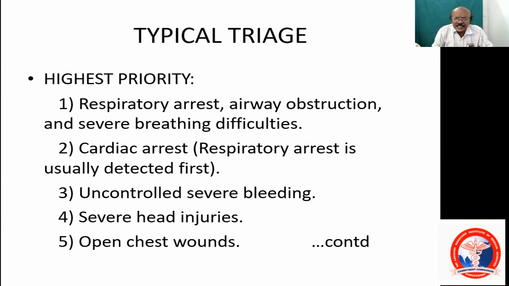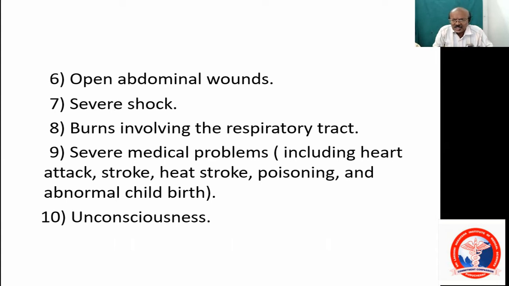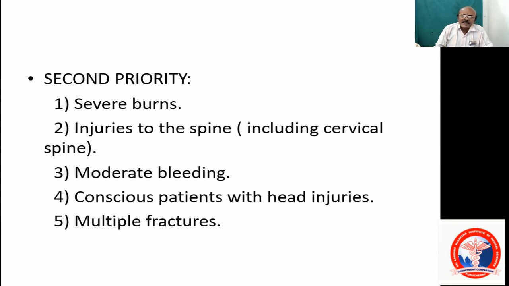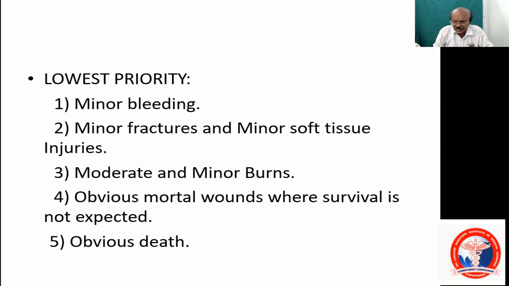In a typical triage, we have three priorities. The highest priority includes respiratory arrest, airway obstruction, severe breathing difficulties, cardiac arrest, uncontrolled severe bleeding, severe head injuries, open chest wounds, open abdominal wounds, severe shock, burns involving the respiratory tract, and severe medical problems including heart attack, stroke, heat stroke, poisoning, abnormal childbirth and unconsciousness. Second priority are severe burns, injuries to the spine including the cervical spine, moderate bleeding, conscious patients with head injuries, and multiple fractures. Lowest priority are those with minor bleeding, minor fractures, minor soft tissue injuries, moderate and minor burns, obvious mortal wounds where survival is not expected, and obvious death.